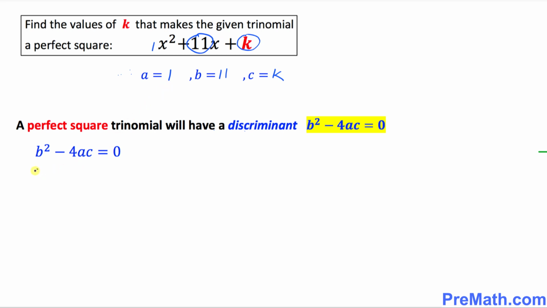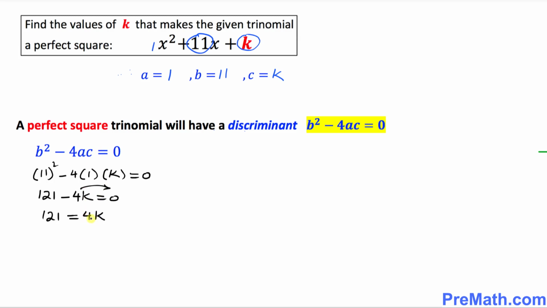We know that our b is 11, so 11 squared minus 4 times a, which is 1, and c is simply k, equal to 0. We know that 11 squared equals 121, minus 4k equal to 0. Let's move this negative 4k to the other side. So we got 121 equal to positive 4k.